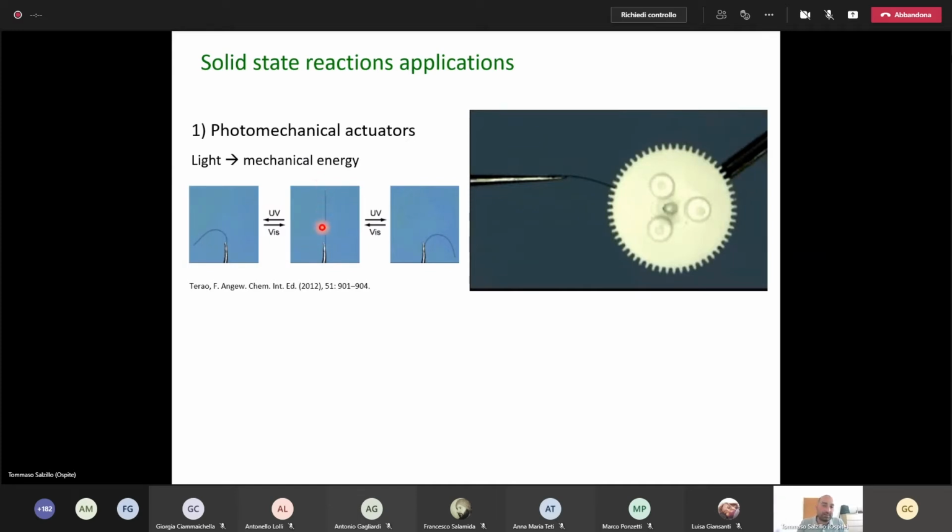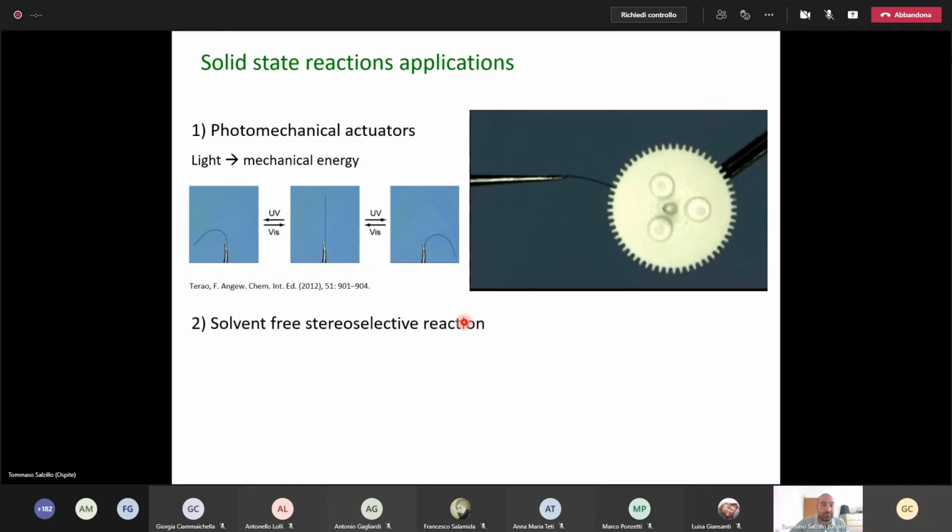And here, this is the crystal. It's very, very thin, but it undergoes a reversible transformation. By UV, you get the bending of the crystal, and by visible light, it's possible to recover the shape of the crystal. Here on the right, you don't see the movie. I don't know why it's not working, but anyway, the crystal is able to move the gear on the right.